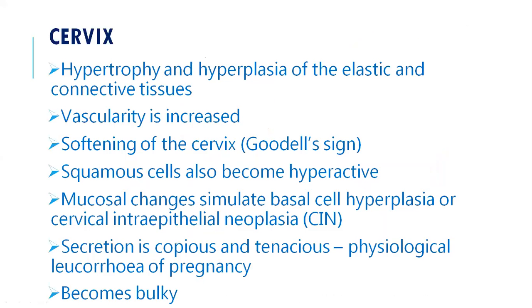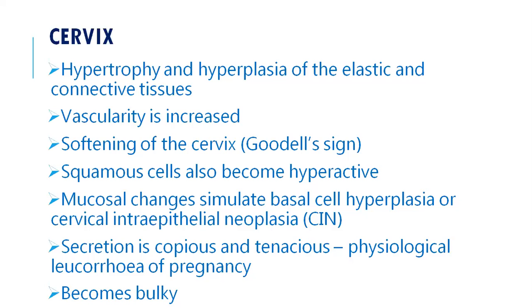What happens to the cervix? There will be hypertrophy and hyperplasia of the elastic and connective tissues. Vascularity is increased. There is softening of the cervix, which is called Goodell's sign. Squamous cells also become hyperactive. Mucosal changes simulate basal cell hyperplasia or CIN. Secretion becomes more and tenacious.